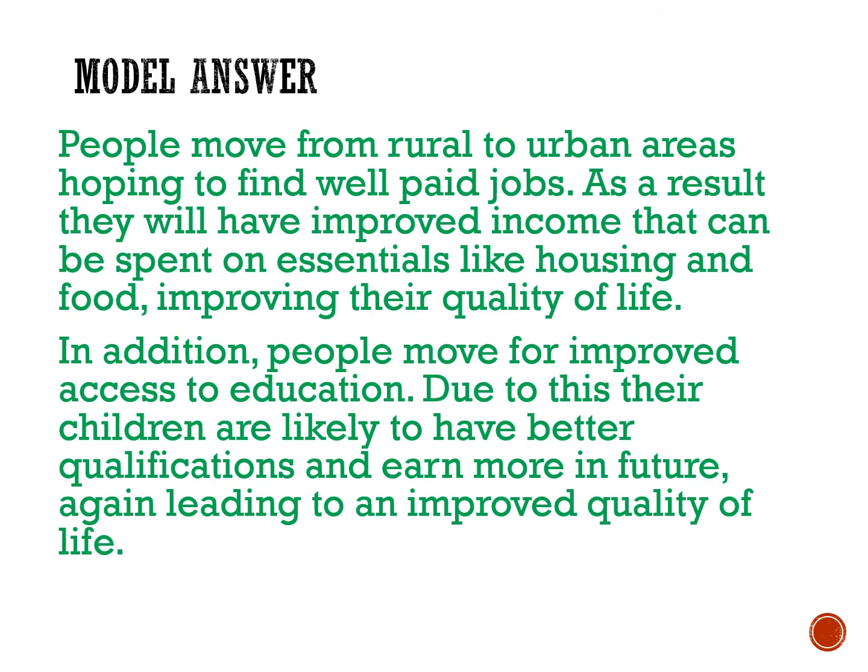Look at the point. People move to find well-paid jobs. People move for improved access to education. They are the first 2 marks. And then look at the chains of reasoning connectives. As a result, they have improved income. And they spend it on essentials and it improves their quality of life. In the second section, due to this, their children will be better educated and have more qualifications, earning more money, again improving their quality of life. 4 marks, nice and easy, 2 points, 2 developments, done, and we move on.